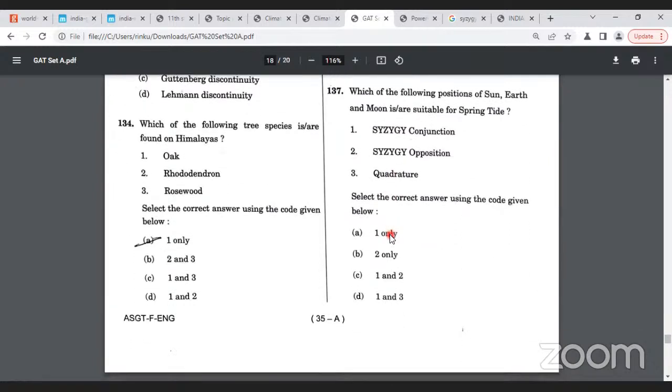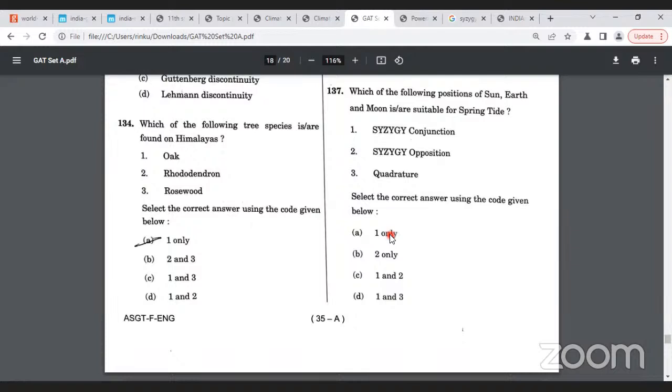Question number 134, which one of the following tree species are found in the Himalayas? Your options are oak, rhododendron, and rosewood. Oak makes sense because the vegetation that is found in the Himalayas changes with the altitude. So you will find a proper vertical zonation. There will be vertical zones depending on the height that you're traversing, or rather the altitude that you're in.